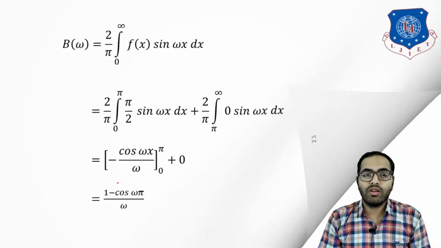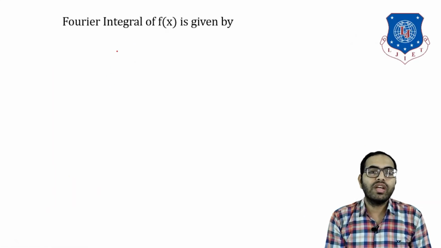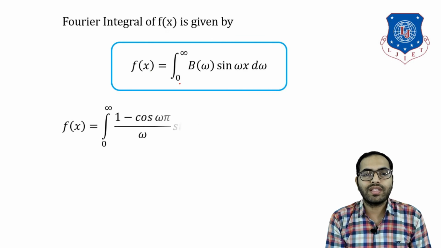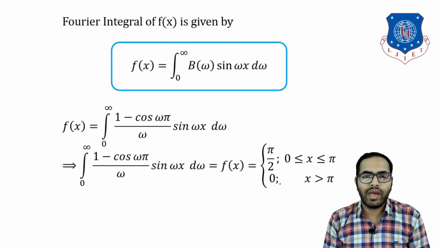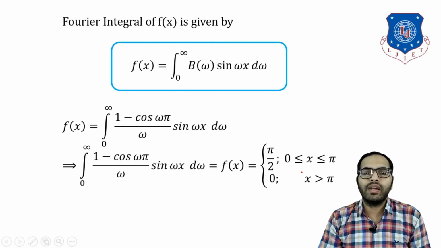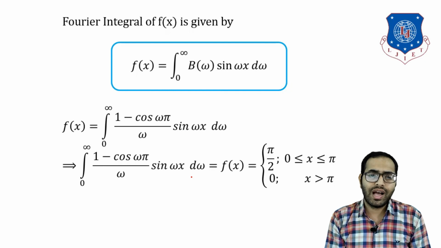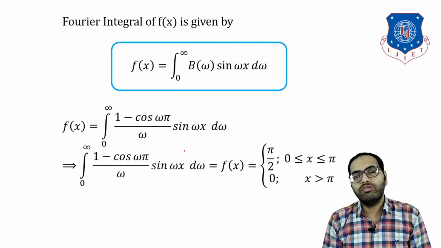Just substituting the value of b of omega in the Fourier sine integral, which is f of x equal to integral 0 to infinity b of omega sin omega x d omega, it becomes integral 0 to infinity of (1 minus cos of omega pi) upon omega, sin of omega x d omega, equal to the function, which is pi by 2 where 0 is less than or equal to x less than or equal to pi, and 0 where x is greater than pi. This is the answer which we have to find.